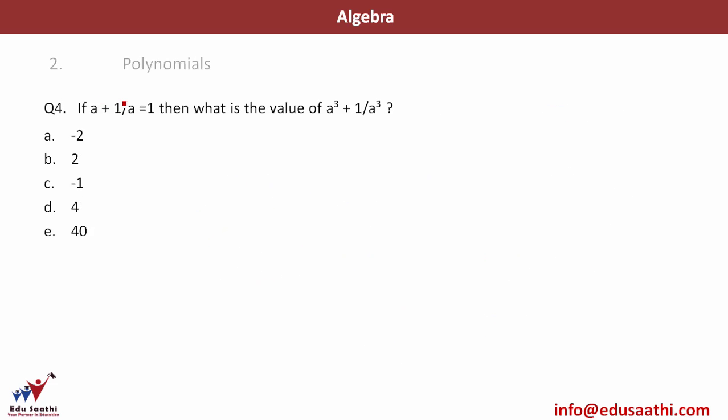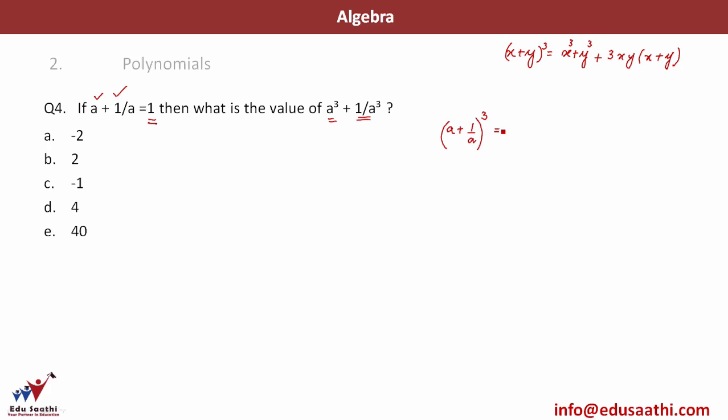The question is, if a plus 1 by a is equal to 1, then what is the value of a cube plus 1 by a cube? Now I need to know the formula for a plus 1 by a whole cube. So the formula is x plus y whole cube. What was the result for x plus y whole cube? The result was x cube plus y cube plus 3xy into x plus y.